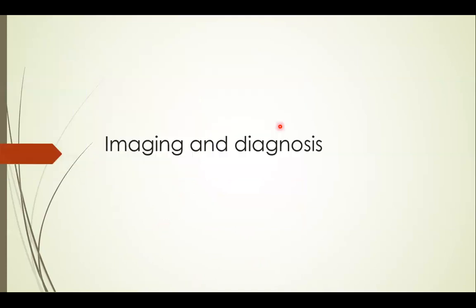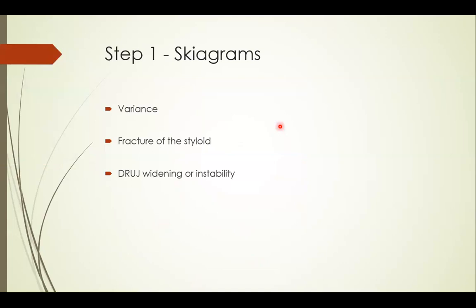Imaging and diagnosis. Step one, as usual, is basic X-rays. We cannot see the TFCC on X-rays. So what we are looking for is basically the variance, if there is a positive, neutral, or negative variance, if there is a fracture of the styloid in case of traumatic TFCC injuries, and if there is a DRUJ widening or instability.